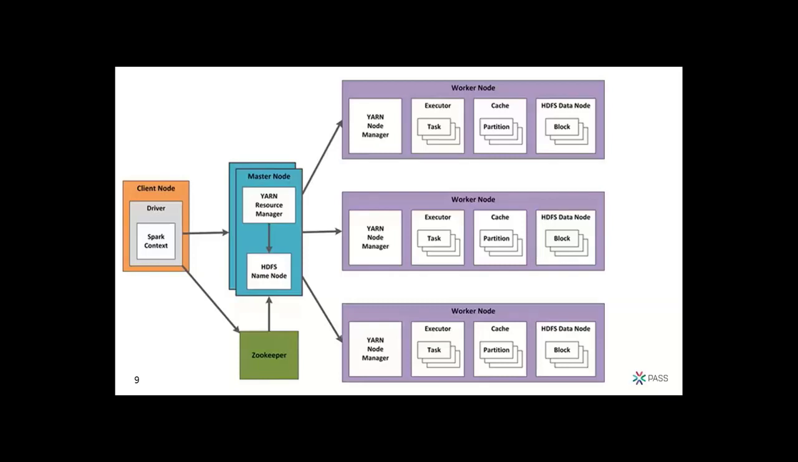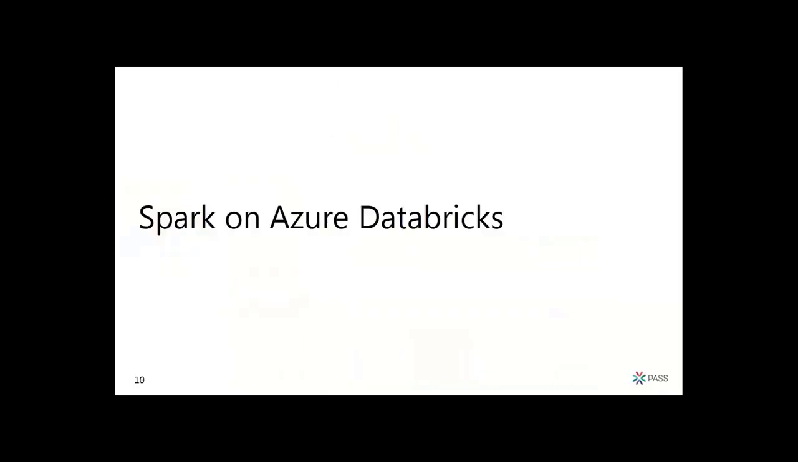And because the driver schedules tasks on the cluster, it should run close to the worker nodes, preferably in the same network. So in the cloud, they actually run in the same VPC to get the performance boost. Okay, so now that was the Apache open source Spark. Now we are going to talk about Spark on Azure Databricks.